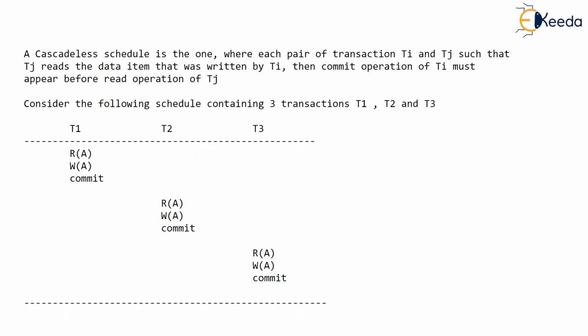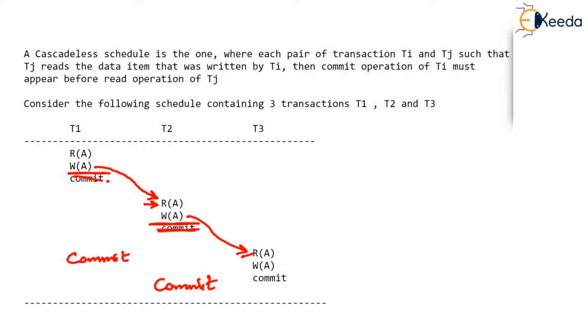And what do we mean by cascading aborts? Just see, if this commit statement is after this read A, that means T2 is reading the value which was updated by T1 and the commit occurs later. Then this may result in cascading aborts. Similarly, the value written by T2 is read by T3, but T2 commits after read A.